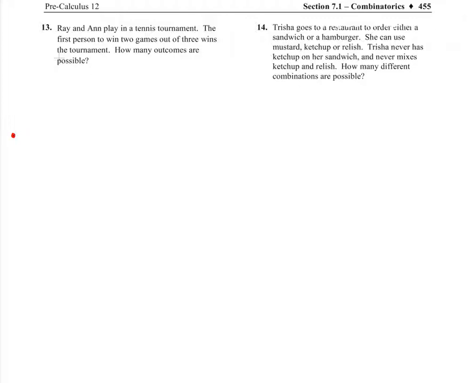After the first game, you can have 2 possible outcomes. This would be a Ray victory, or an Ann victory. Now let's focus on the Ann victory. Assuming that Ann wins game 1, and then they play another game, there can be another 2 possible outcomes. Ann can win again, or Ray could win. If Ann wins again, that's one possible outcome, because Ann has already won 2 out of 3 games. Tournament's over.